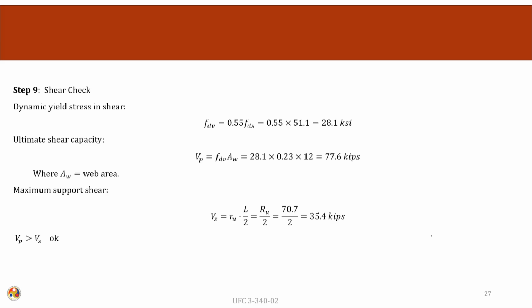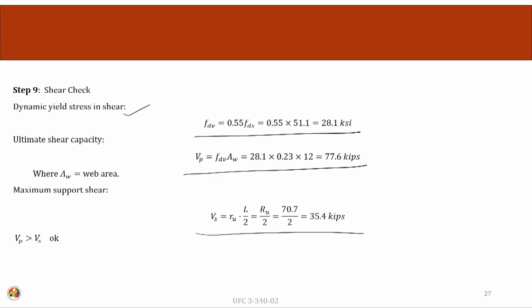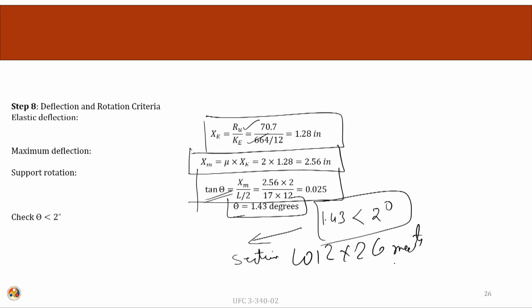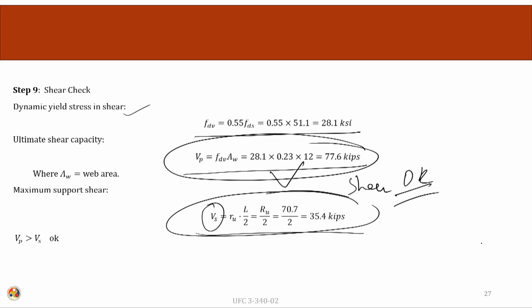Then we check for the shear stresses. This is the shear capacity, and this is the maximum support shear. The capacity is greater than my requirement, so the shear check is okay. In the first step the rotational requirement was okay, and from there we move on, and the shear check is also okay.